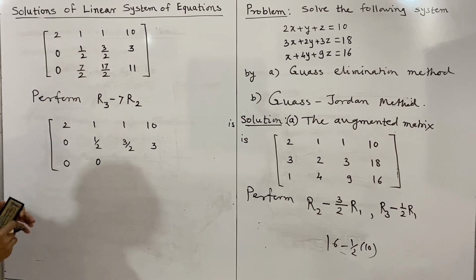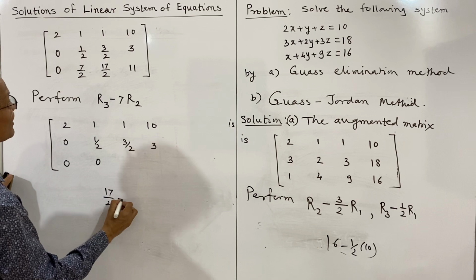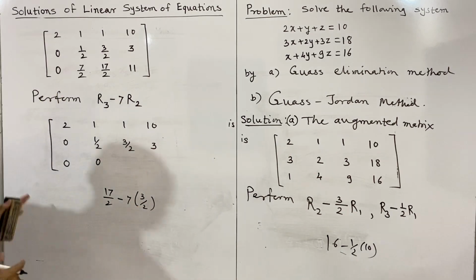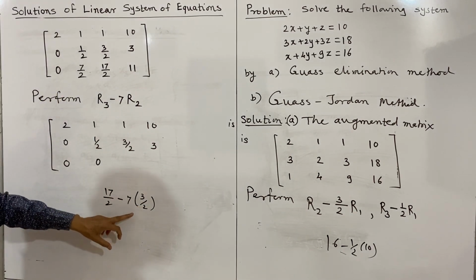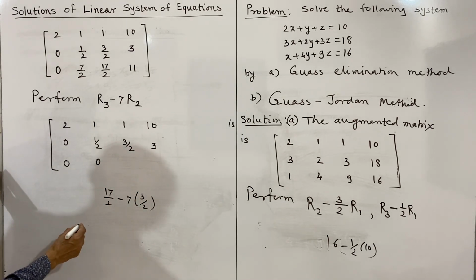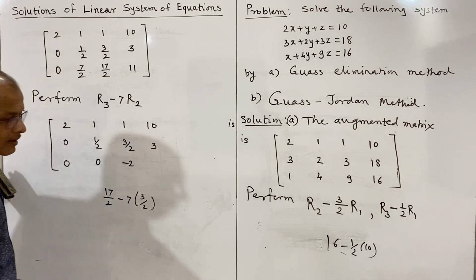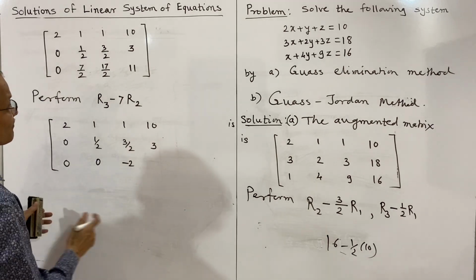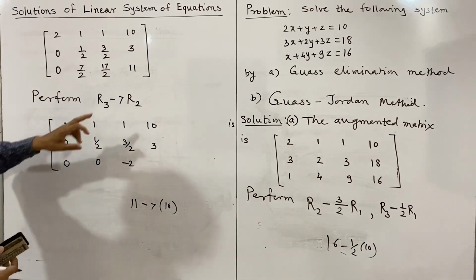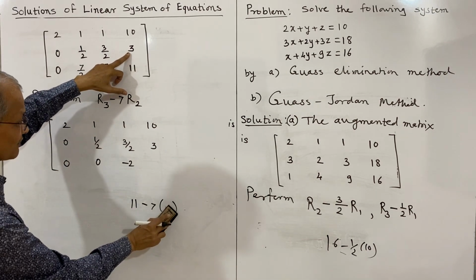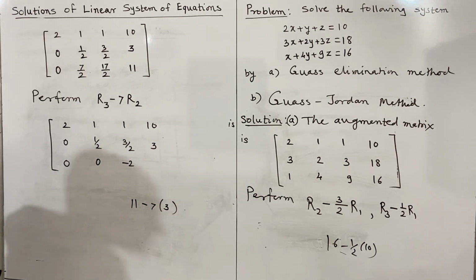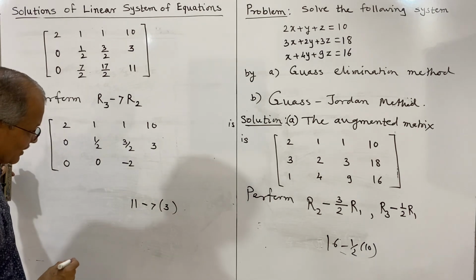And now the next element is 17 by 2 minus 7 times 3 by 2. See, it is 17 minus 21 by 2. 17 minus 21 is 4, and which is negative, minus 4 by 2 is minus 2. And next is 11 minus 7 times... you see, this element is not 10 but 3. R2 we have to take, and this is 11 minus 21. So 11 minus 21 is minus 10.